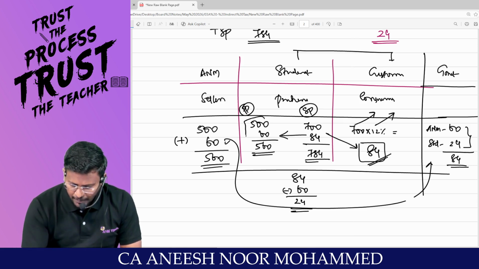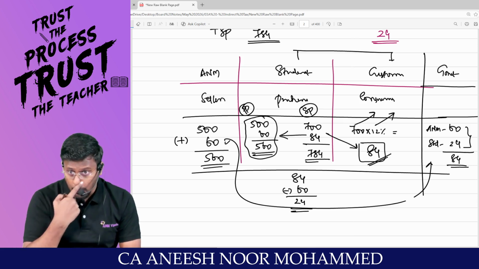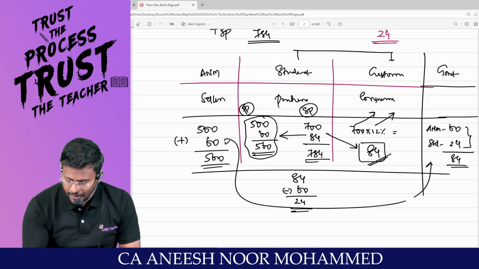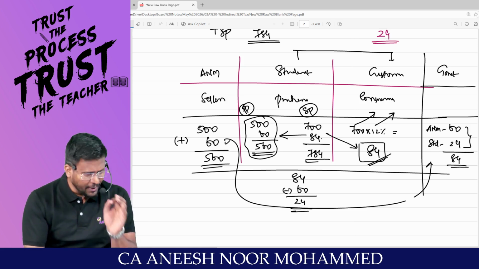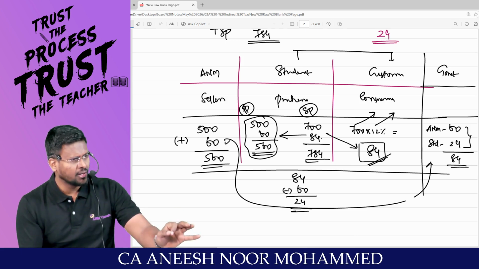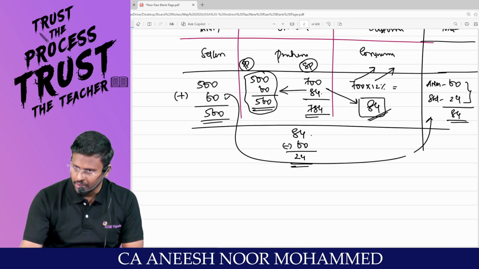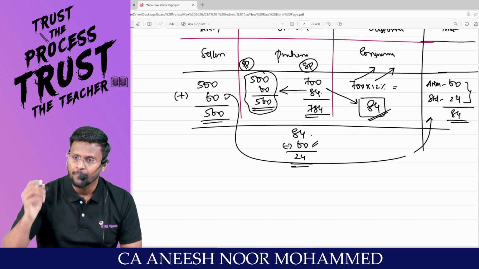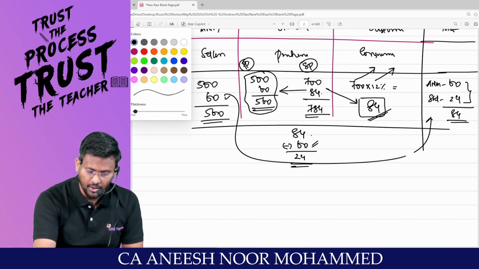For you, these are your purchase details. And when you sell to the consumer, you will be collecting 84 rupees. Will you pay the entire 84 rupees to the government? Because out of 84 rupees, 60 rupees you have already paid. Are you with me?